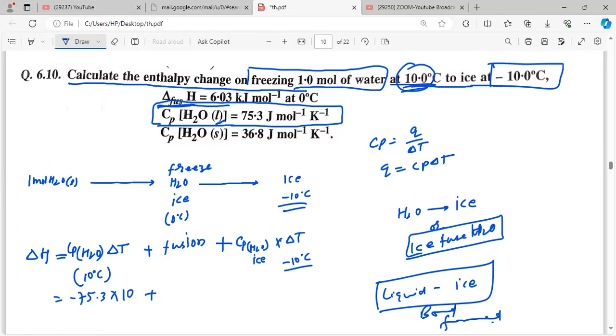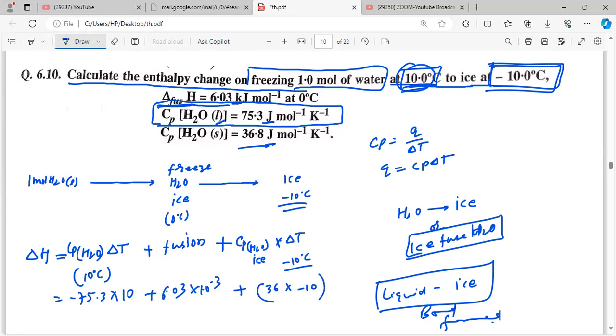They are asking to calculate the enthalpy change on freezing of 1 mole of water at 10 degrees C to minus 10 degrees C. Okay, understood. Now for fusion, how much have they given? 6.03, that much only. All the units are there. Here this is kilojoule, here it is joule. Kilojoule means 10 power minus 3. Cp they have already given. This will be the negative term 36. The temperature will automatically become negative if you multiply by minus 10.